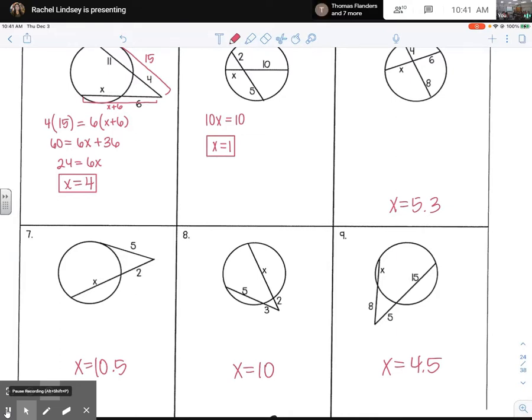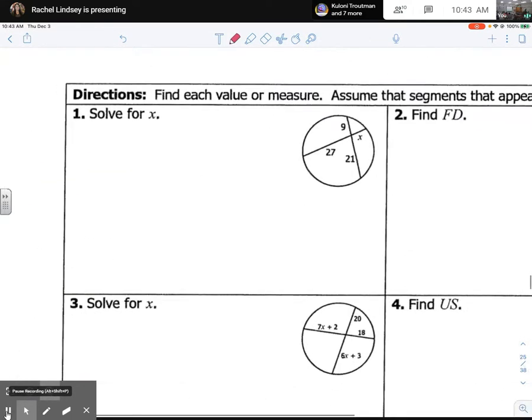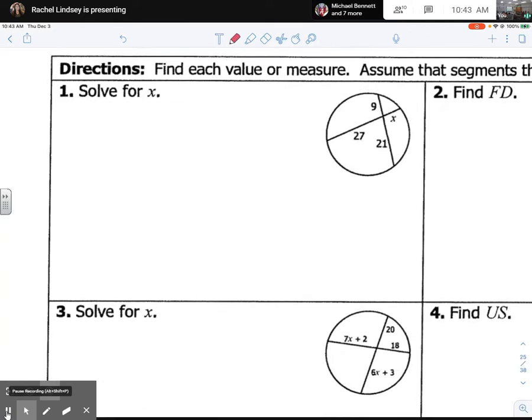Now we're going to go over to page 23 and we're going to do some with algebra. So I have 2 chords, so I'm going to do part times part equals part times part. What's 27 times x? 27x. What's 9 times 21? 189. So 27x equals 189. Divide both sides by 27, and x equals 7.